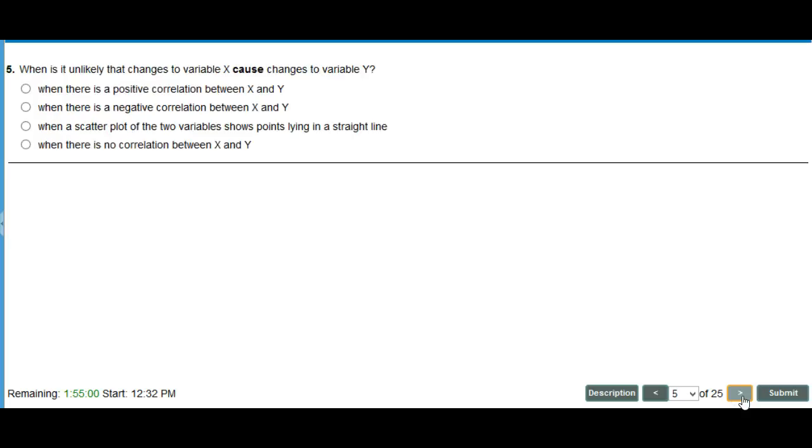Question 5. When is it unlikely that changes to variable x cause changes to variable y? When there is a positive correlation between x and y, when there is a negative correlation between x and y, when a scatter plot of the two variables shows points lying in a straight line, when there is no correlation between x and y.